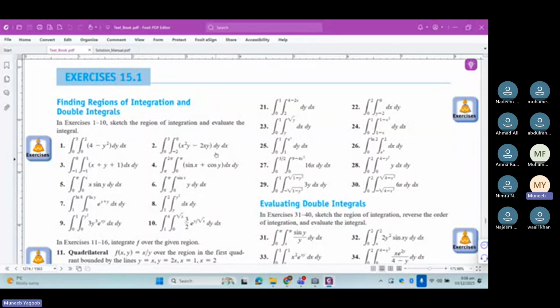So now let us solve question number 3 of this exercise. In question number 3, we are to integrate from minus 1 to 0 and from minus 1 to 1. The function is x plus y plus 1 dx and dy. So can you tell me whether we will integrate with respect to x first or we will integrate with respect to y? Students, anyone who wants to answer this?